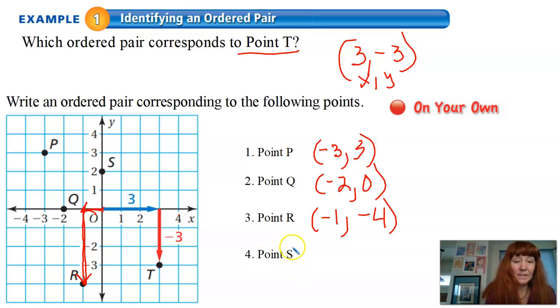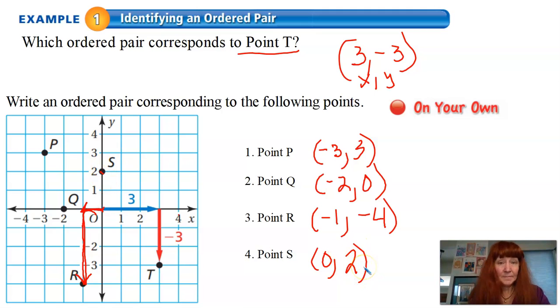Okay, so the last one is S. Notice I'm not going left or right, so I have to put a 0 for the X value. I didn't go left or right because I just need to go straight up 2 spaces for S. Okay, so that's how you write an ordered pair based on the letter that you see in the graph. And then I want to point out that when you label ordered pairs, they're usually capital letters, not lowercase.